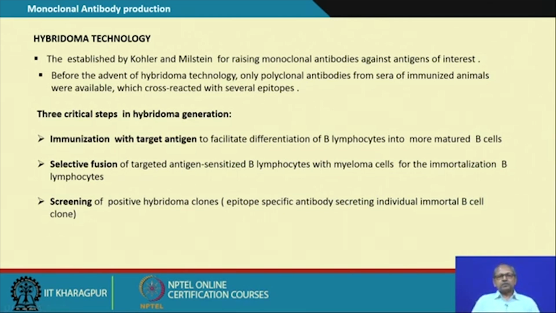Then out of 10 to the power 7 cells from a mouse spleen, how will you select a single B cell clone for that monoclonal antibody? It is a tremendous task. So, we have to adopt some selection procedure by which only that hybrid cell, meaning one B cell fused with one myeloma cell, the hybridoma cell, will be selected.